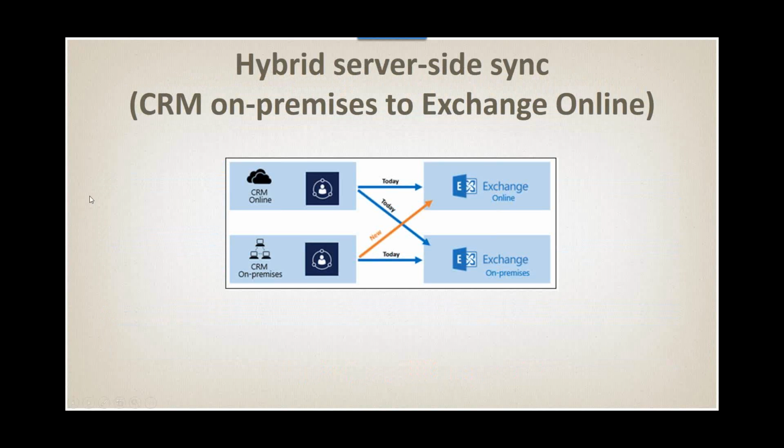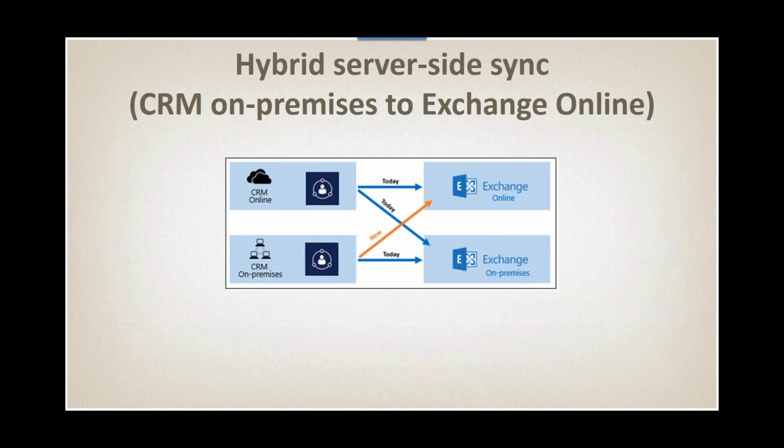Hybrid scenario for CRM Online to on-premises with server-side sync. So basically, this is continuing the path of migrating people to the cloud with access to data either in the cloud or on-premises. So now we can actually, as you can see from the arrows, pretty much connect from anything to anything. So CRM Online to Exchange Online, CRM Online to Exchange On-premises, CRM On-premises to Exchange Online, etc.